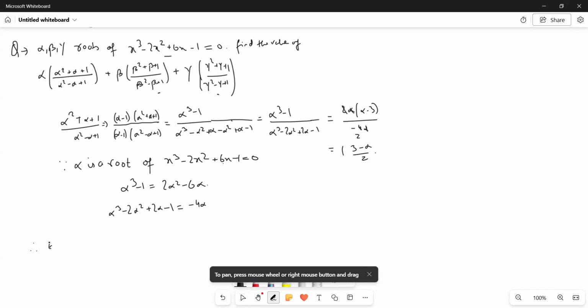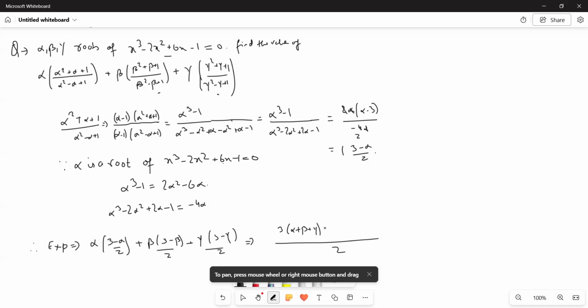Therefore the entire expression will end up becoming alpha into 3 minus alpha by 2 plus beta into 3 minus beta by 2 plus gamma into 3 minus gamma by 2. Okay, which is 2 taken common. So 3 times of alpha plus beta plus gamma minus of alpha square plus beta square plus gamma square.